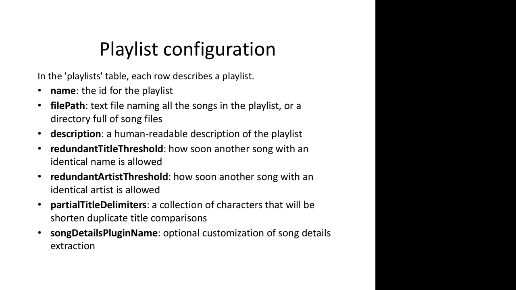Here are some of the settings that you can configure. For every single entry in the playlists table, you are describing one of your playlists you wish to have. You give it a name. You give it a path either to a text file that contains all your songs, or a directory full of song files. Give a human readable description. You give redundant title and artist thresholds that I mentioned before. And then there's some other more advanced settings that I'll describe in a moment.